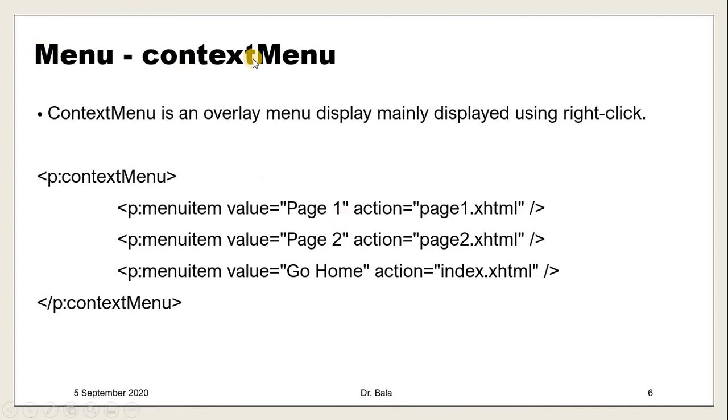Now we can go to the context menu. The context menu is an overlay menu, and mainly it is displayed when you use right click. So that is like a shortcut menu. When we right click in the browser, the context menu will appear. For that, as before, we are going to use menu item value, but here we say action. Previously we used URL, now we say action. All other things are similar. And we say here context menu.